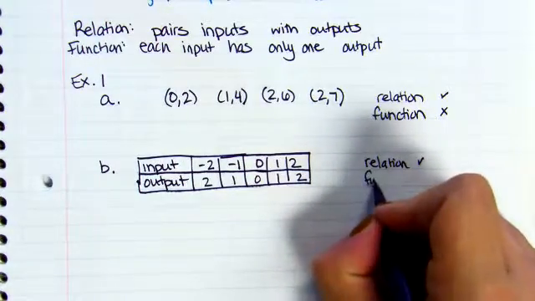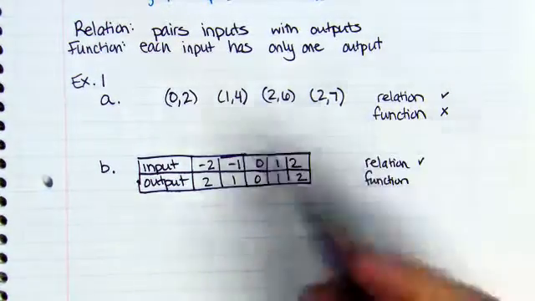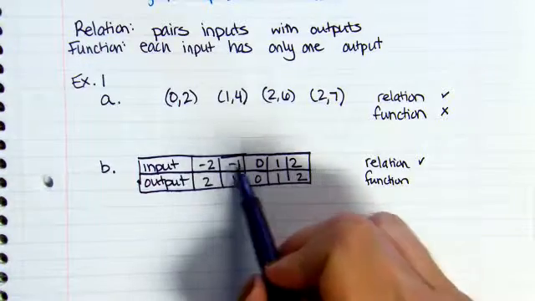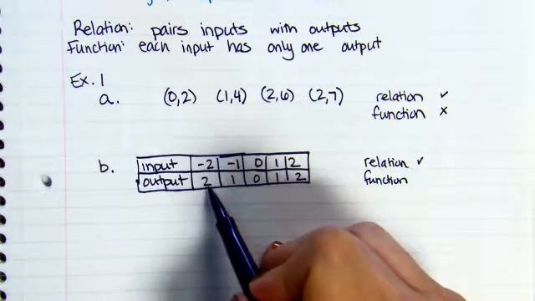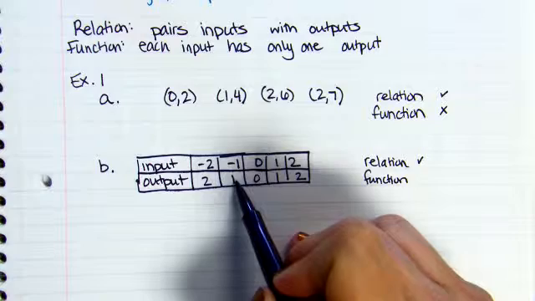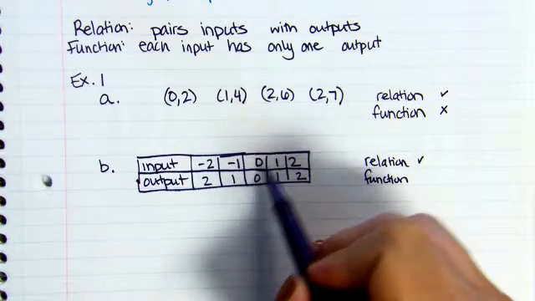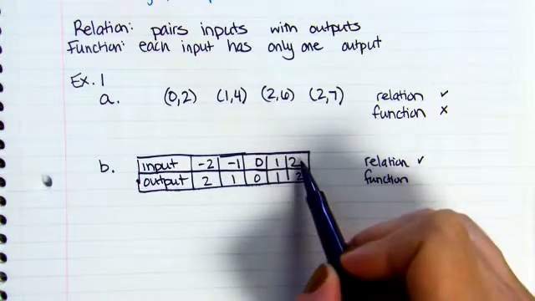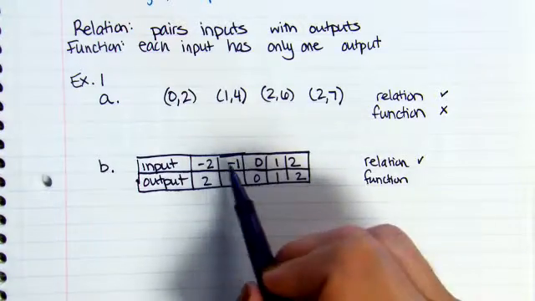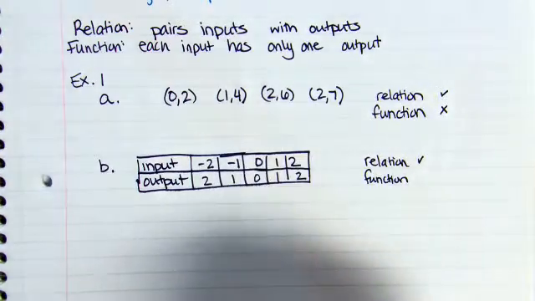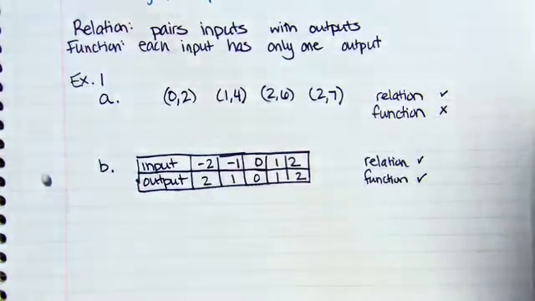But let's see if it's a function. -2 only shows up once. So -2 matches with 2. -1 goes to 1. 0 goes to 0. 1 goes to 1. 2 goes to 2. So every input has only one output. So this is also a function.